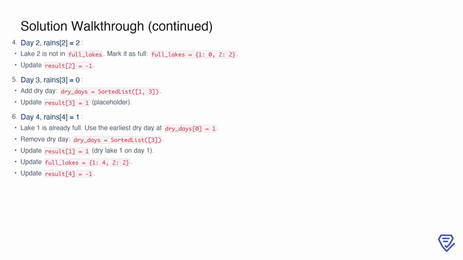On day 4, Lake 1 receives rain again, but it is already full. We use the earliest available dry day at index 1 to empty Lake 1. We remove this dry day from dry_days, leaving it as sorted list 3. The result array is updated to reflect that Lake 1 was dried on day 1, and we mark Lake 1 as full again with the most recent rain on day 4. The result for day 4 remains -1, as no further action is needed.